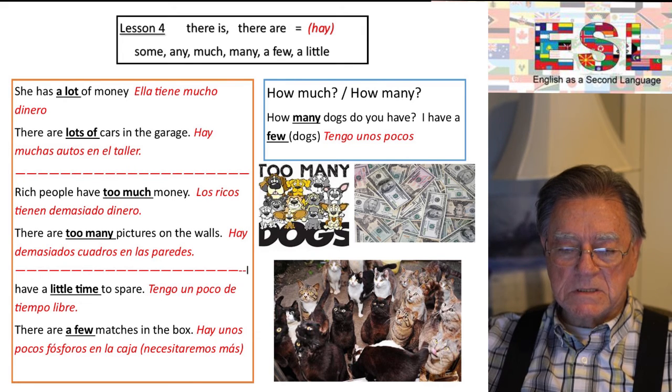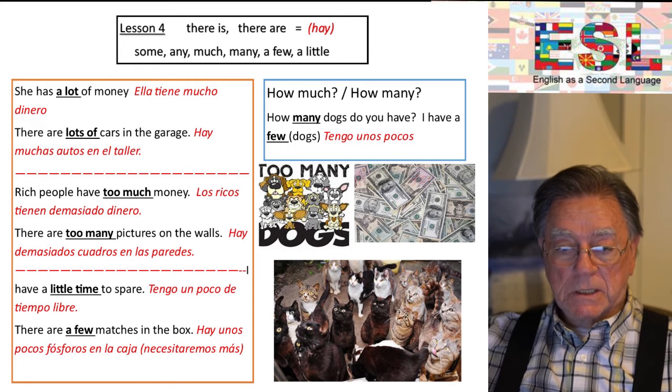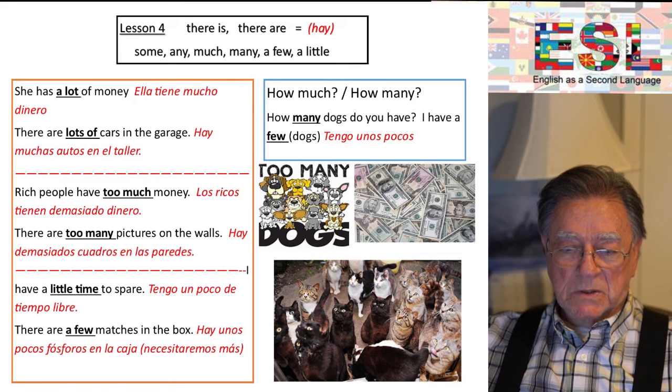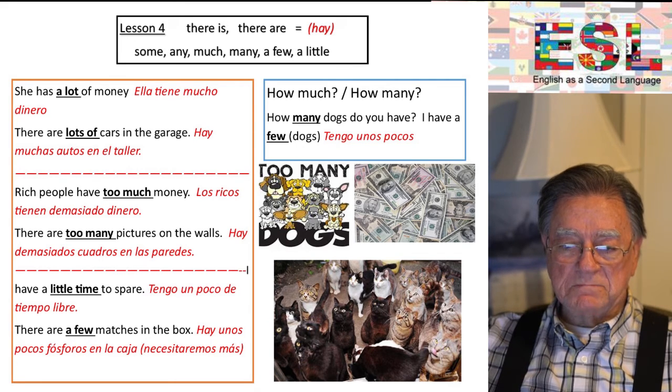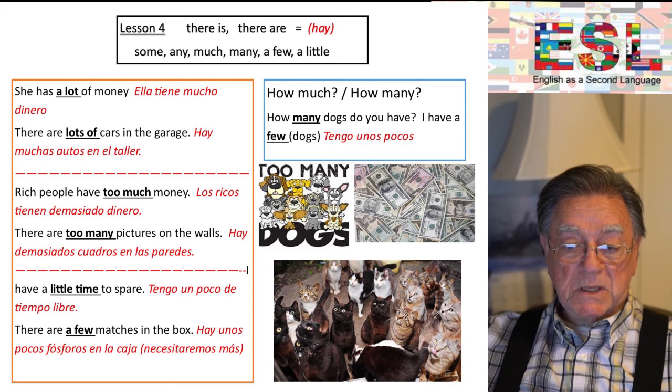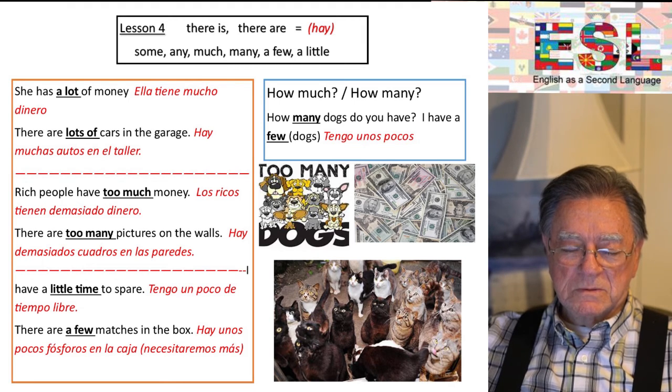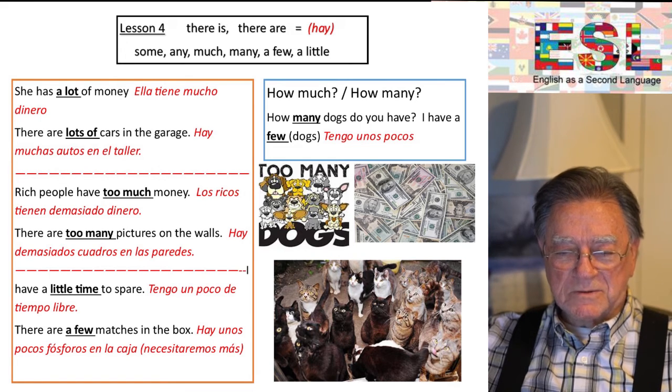Okay, here's another one. I have a little time to spare. A good expression that we use, talking about time. In Spanish, tengo un poco de tiempo libre. I've got a little time to do this, but I don't have a lot of time. It's muy poco. Poco de tiempo libre. We'll get to your problem a little bit, but to go deeper, we need more time.